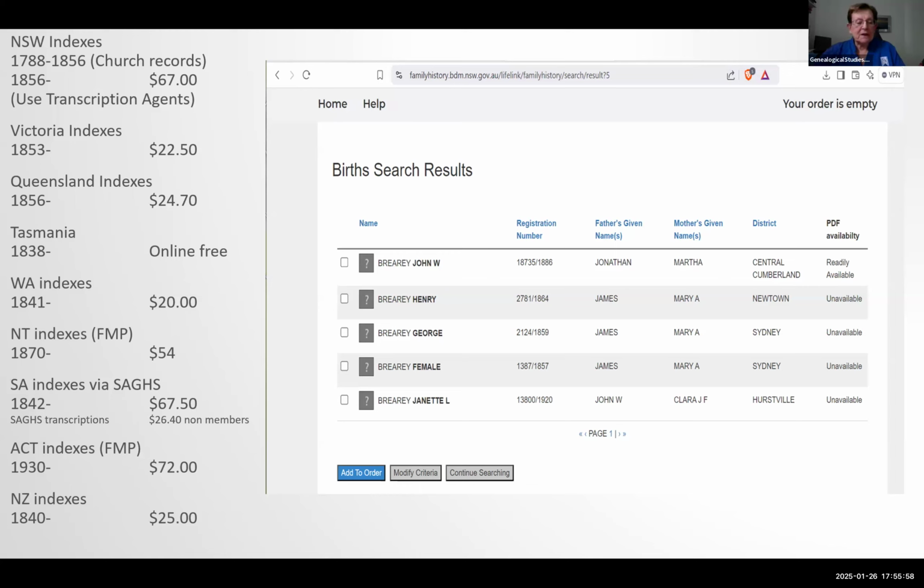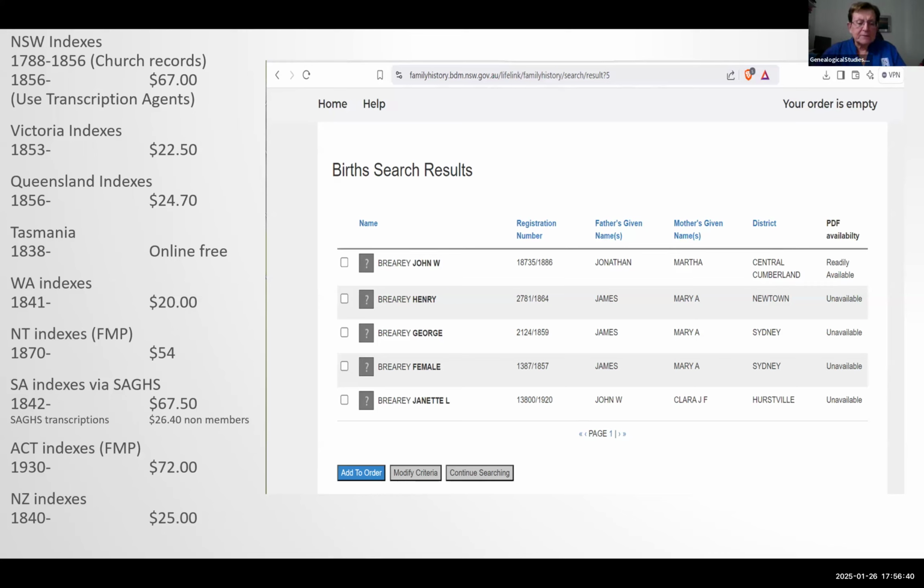The ACT was only formed in the 1900s, so their indexes reflect this. Their birth and death indexes start at 1930. Before that, everything was in New South Wales indexes. Marriages are a bit later, about 1845, something like that. They are, again, not available on a website of their own. They're available through Find My Past.